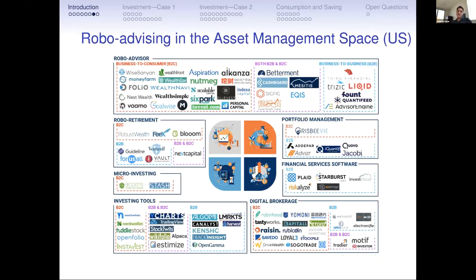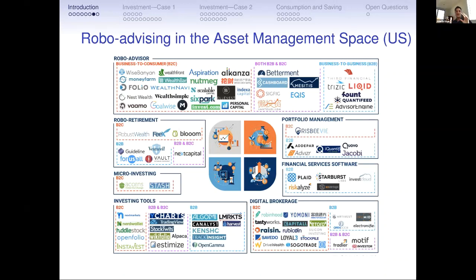A lot of the firms that you see here, doing robo-advisors or B2B robo-advice or robo-retirement or portfolio management or digital brokerage, were simply not in existence 5 or 6 years ago. And now you have a huge explosion of all these potential services that could be or could not be useful to individuals. In many cases, the devil is always in the details, right?